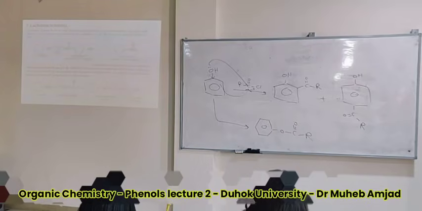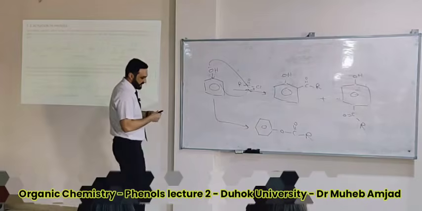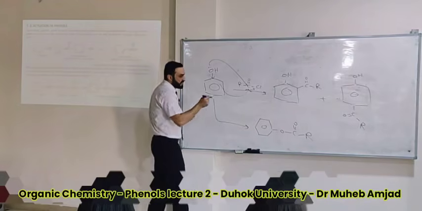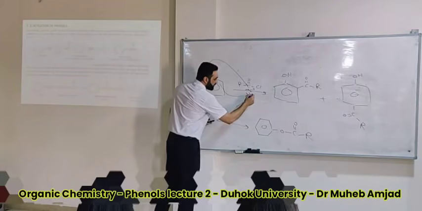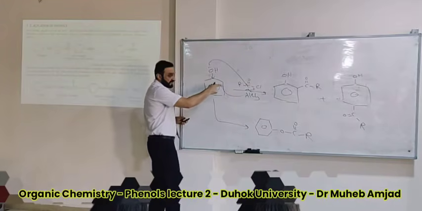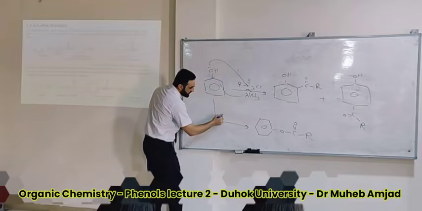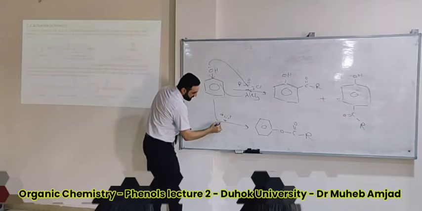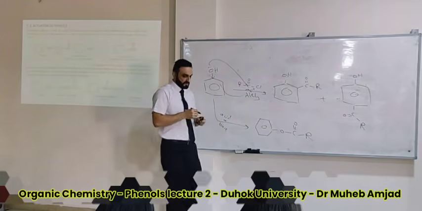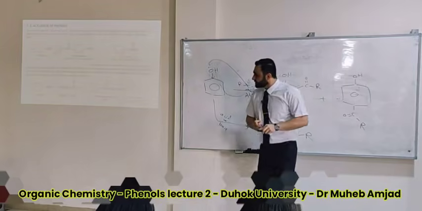The catalyst will be acid or base. Here we use aluminium chloride, yes? For example, AlCl3. If you want the acylation to happen on the benzene ring, use that. If you want it on the oxygen, use acid or base. Acid or base. Next slide.